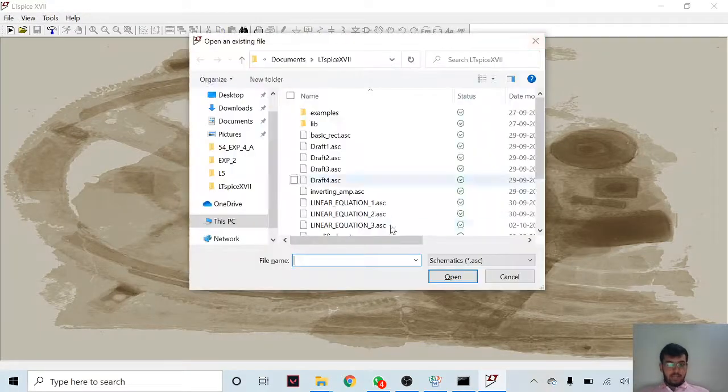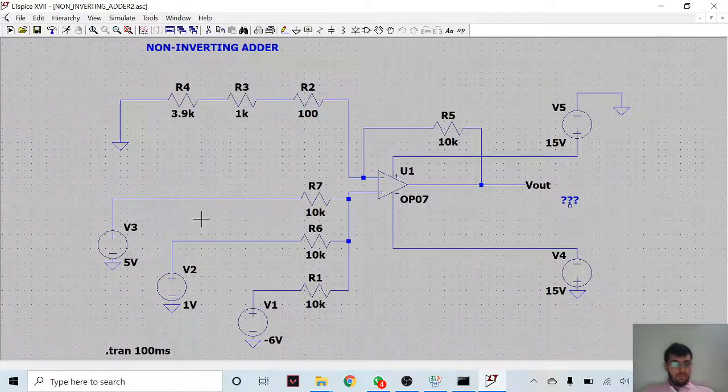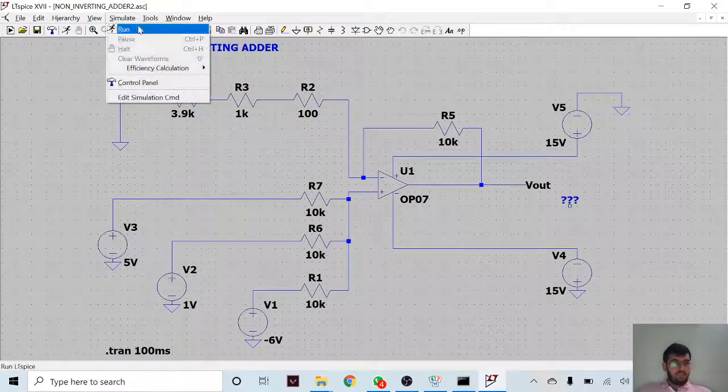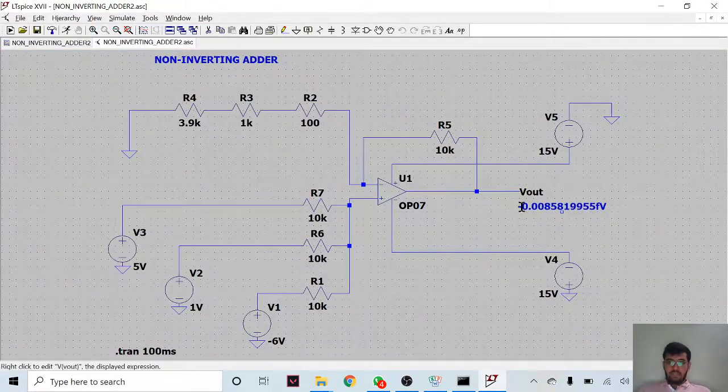Similarly, we have made another non-inverting adder. The only difference is that we have changed the input supply voltages: 5 volts, 1 volt and minus 6 volts. No changes on the inverting side. We'll go ahead and simulate it. As here we can see we'll be getting minus 0.008581 volts.